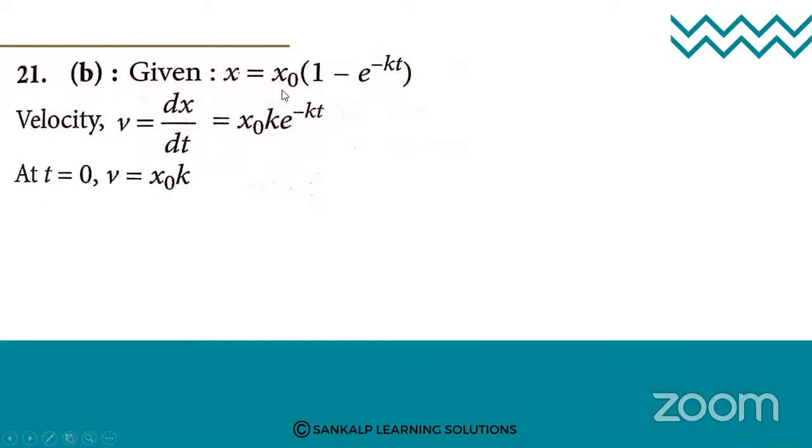Yes, given equation is x is equal to x naught into bracket 1 minus e raised to minus kt. So velocity is equal to dx by dt. Therefore, it is nothing but x naught k e raised to minus kt. So at t is equal to 0, if we substitute t is equal to 0, it becomes x naught into k. Option B is the correct answer.